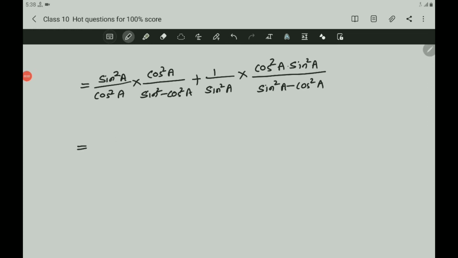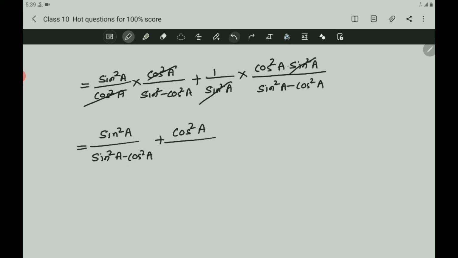That equals, cos²A cancels, this and this cancel, because this is in the numerator and this is in the denominator, so you can cancel them. So you write sin²A. Here what is remaining? You write sin²A minus cos²A. This one is completed. Next you write plus. Here sin²A cancels. Here what is remaining? 1 into cos²A is cos²A, that divided by what is remaining here, sin²A minus cos²A.